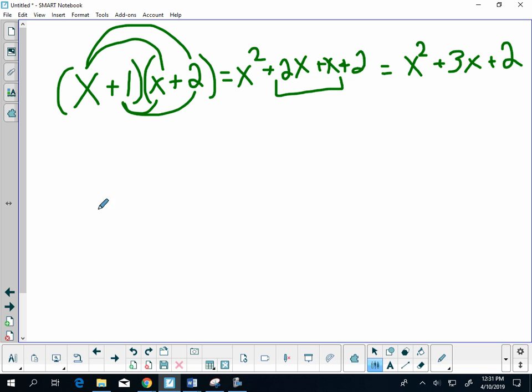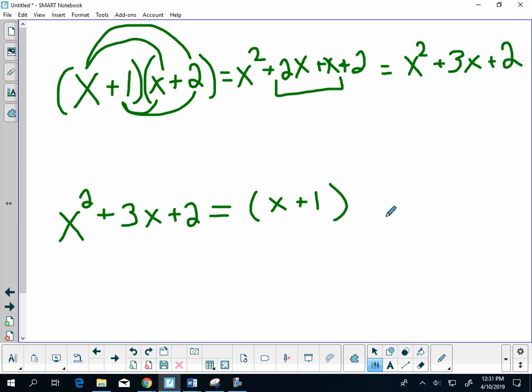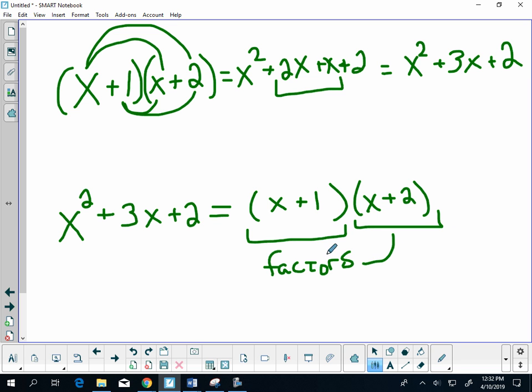What we're going to do now is actually the opposite. I'm going to give you that trinomial of x squared plus 3x plus 2, and you're going to break it down into the two sets of parentheses. In this case, it was x plus 1 and x plus 2. These are referred to as your factors. And that's where the name factoring comes from.